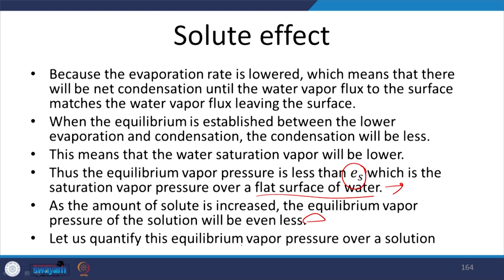Now, we will take up this solute effect and try to combine the solute effect and the curvature effect in a single picture, so as to understand how these two competing processes will decide the rate of growth of a droplet by condensation. We will stop here. We will see how the solute effect and curvature effect, which are competing effects, contribute to the overall growth of a droplet by condensation. Okay. We will continue this in the next lecture.